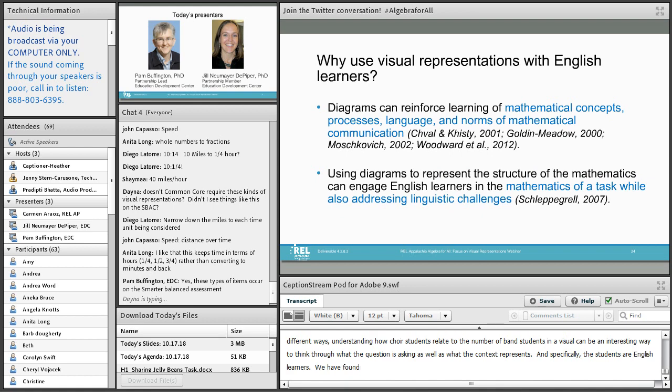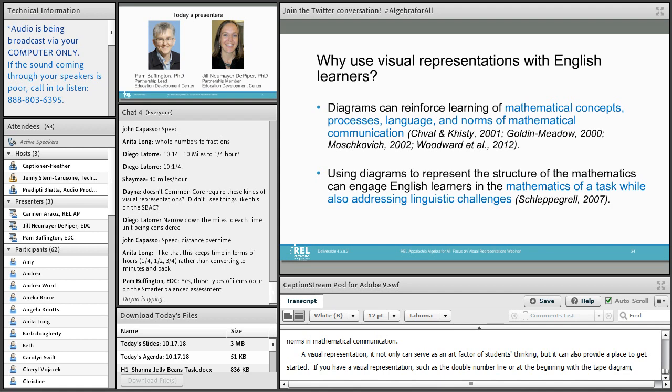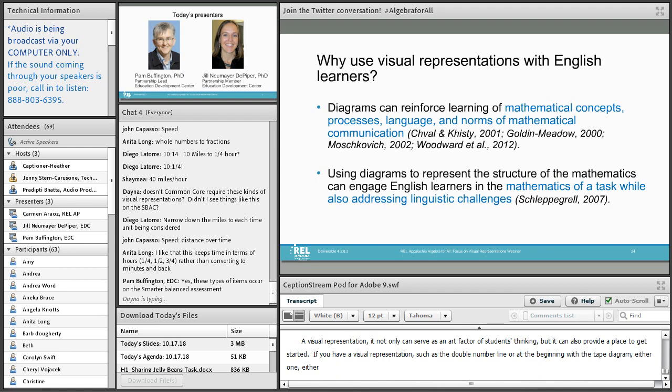And specifically with English learners, we have found in our research that diagrams can reinforce learning of mathematical concepts. They can encourage students to engage in thinking about mathematical structure, in persevering, and in using language and norms of mathematical communication. A visual representation not only can serve as an artifact of students' thinking, but it can also provide a place to get started. If you have a visual representation, such as the double number line, or at the beginning the tape diagram about the choir and band students, students can start talking through it using someone else's diagram to help explain the problem to themselves or to someone else.